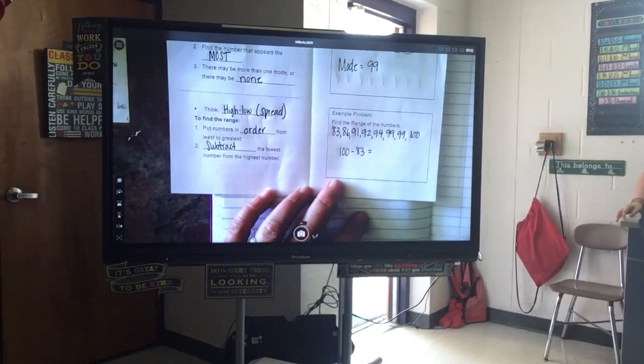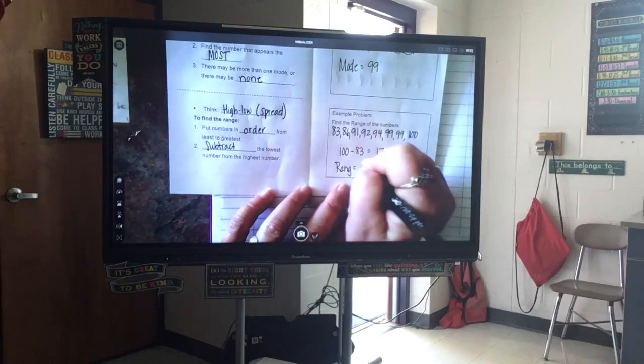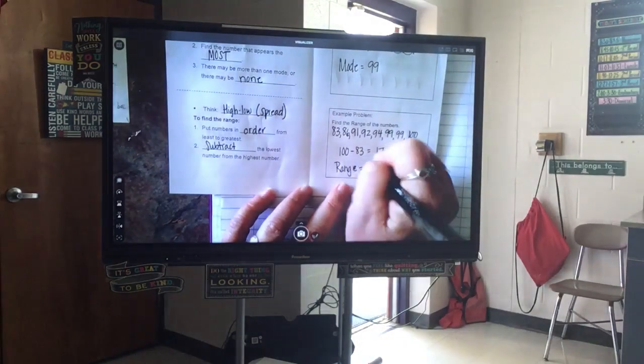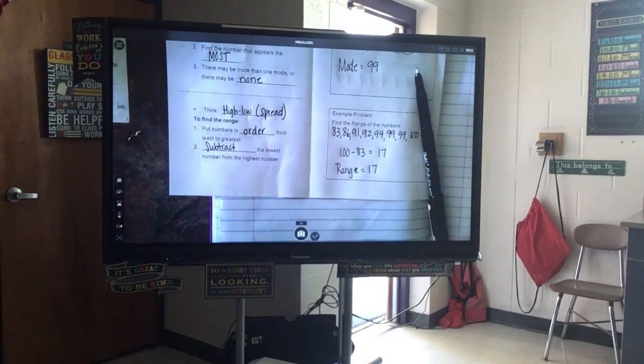River, what was your answer? 17. So the range equals 17. All right, go ahead, and you are going to need this. You can put it in your notebook, but do not get rid of it. Don't just turn a page and not look at it, you are going to need it. I would like you to glue it in so that you do not lose it. You're gluing down the side that has the scores on it.